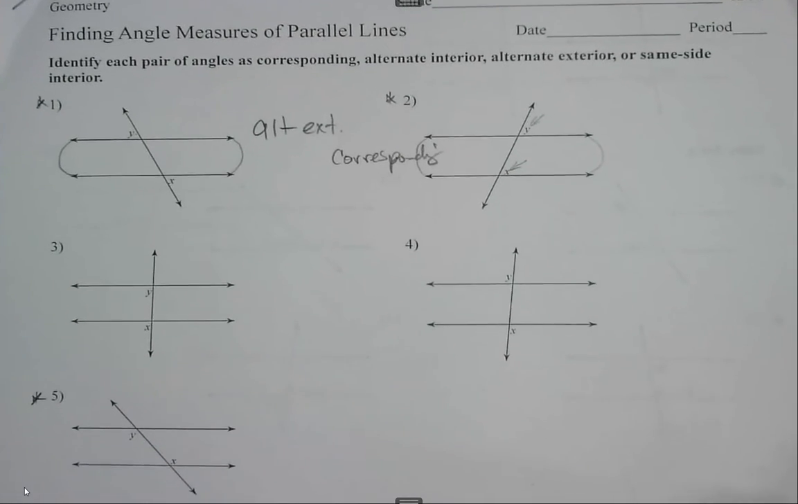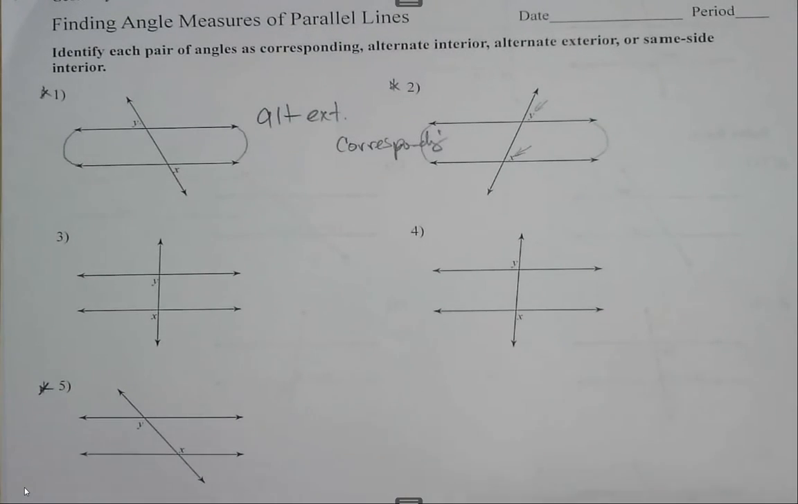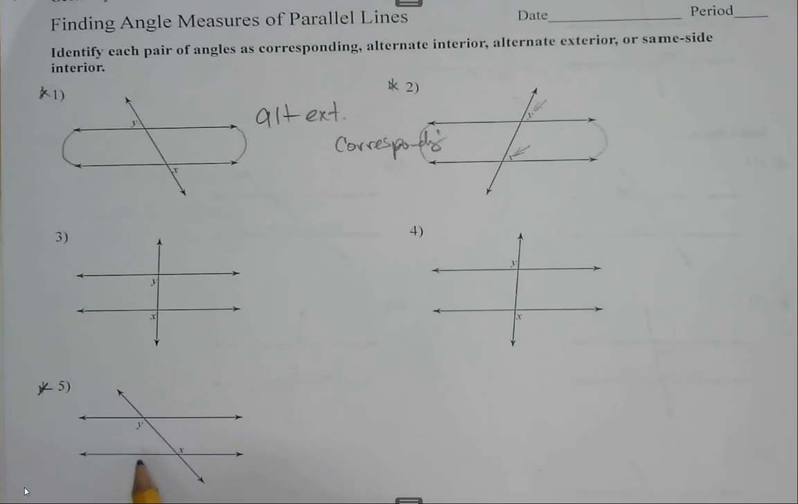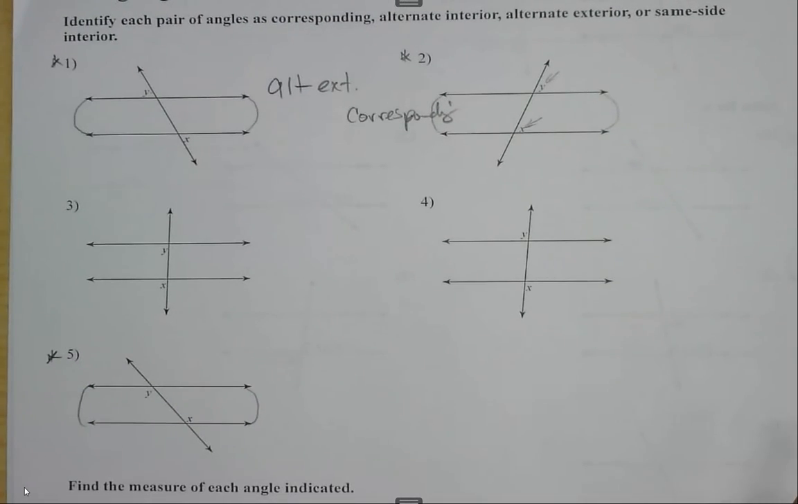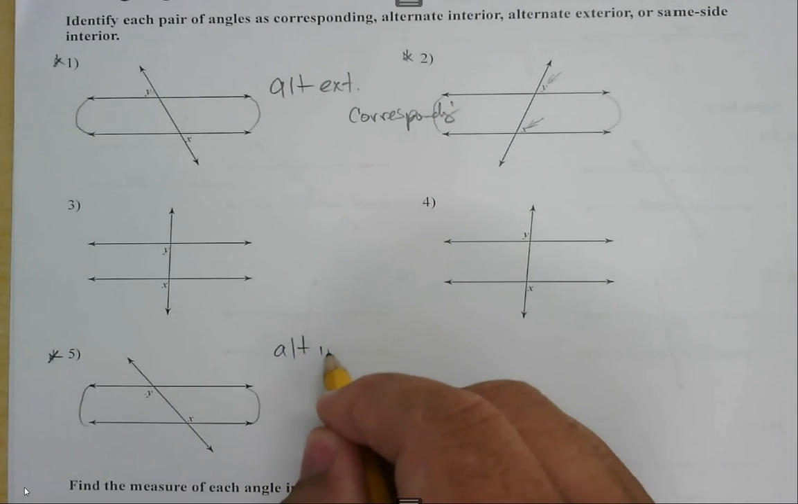And then one of the other ones that you would look at down here at number 5 is you notice that, again, I'm going to draw my little car. You notice both of them are inside the car, and they are on alternate sides of the transversal. This one's on the left side, this one's on the right side. So this would be alternate interior.